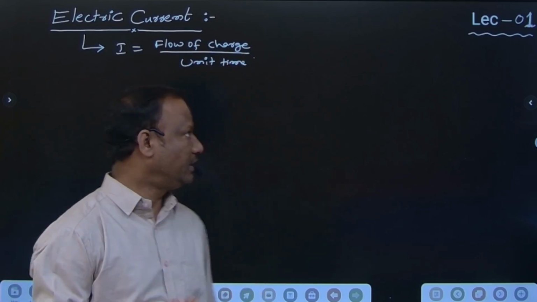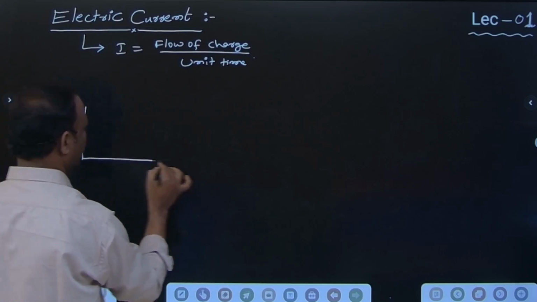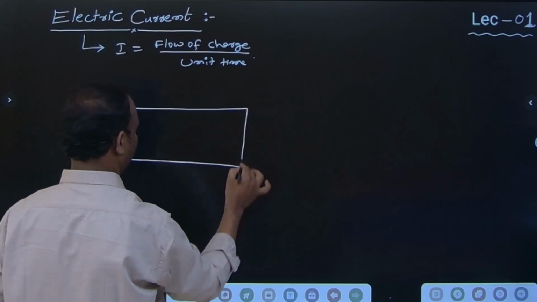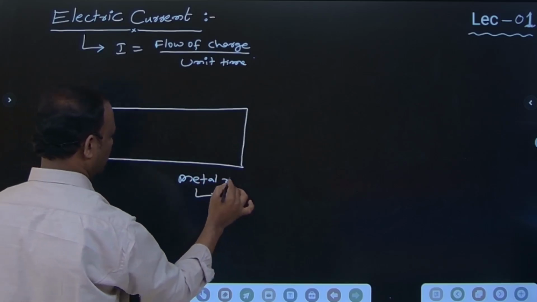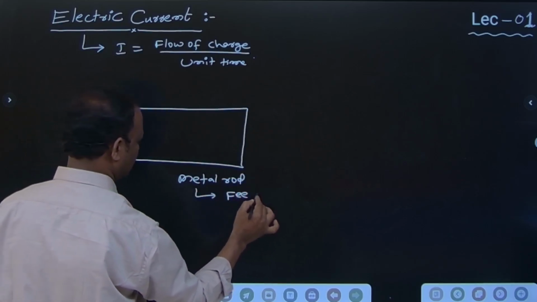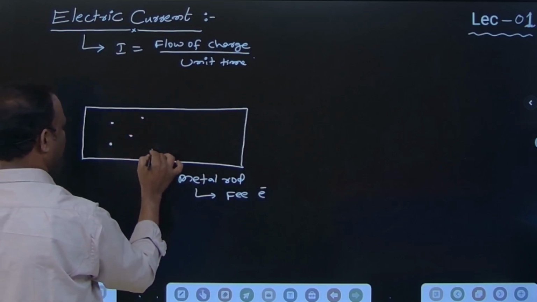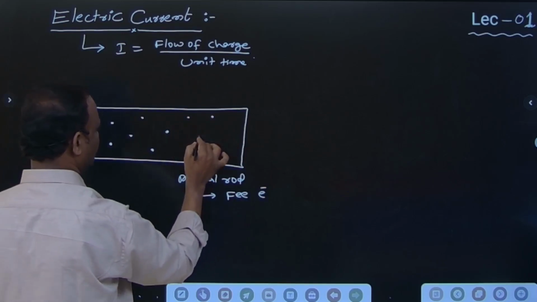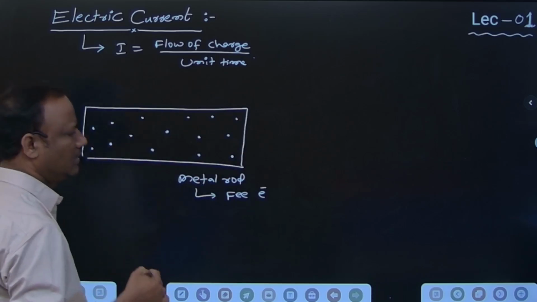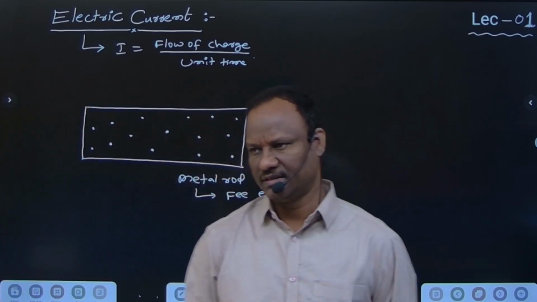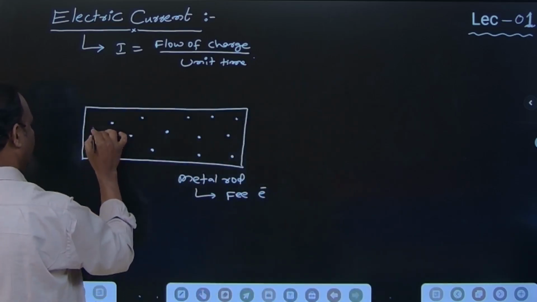If we discuss electric current in detail, suppose there is a conductor, a metal body, taken as this metal rod. The metal rod has free electrons. These are the free electrons. Instead of this, if we choose a piece of wood, it has no free electrons. That is what an insulator is, we know it.